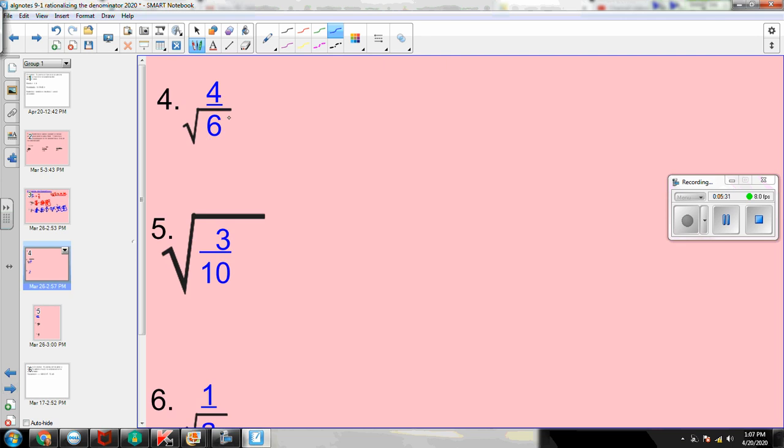Okay, number 4, I've got a radical in the denominator. I got to get rid of that by rationalizing the denominator. I'm going to go ahead and multiply by the square root of 6. When I do this, I'll get the square root of 36 in the denominator. The square root of 36 is 6. So now the radical is gone in the denominator.